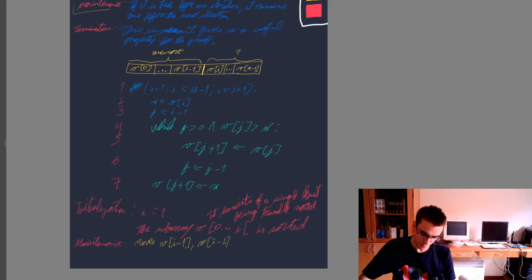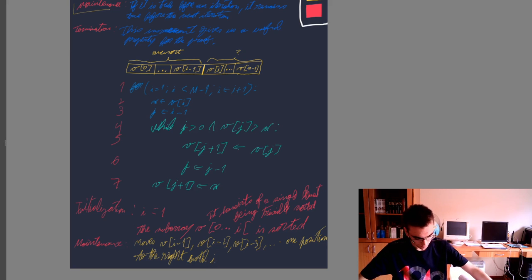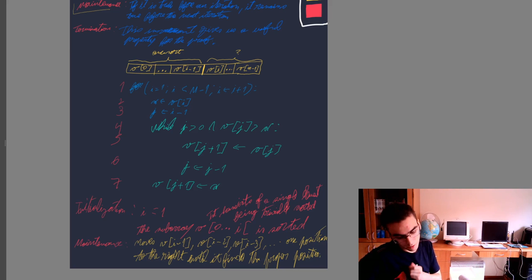high minus 2, high minus 3, and so on, one position to the right, until it finds the proper position. Now you see, this is a very informal way of writing it, but this is the description of lines 4 to 6.